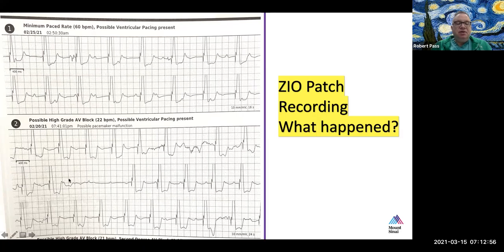So this is an example of oversensing and how we would address it. Okay, move on.